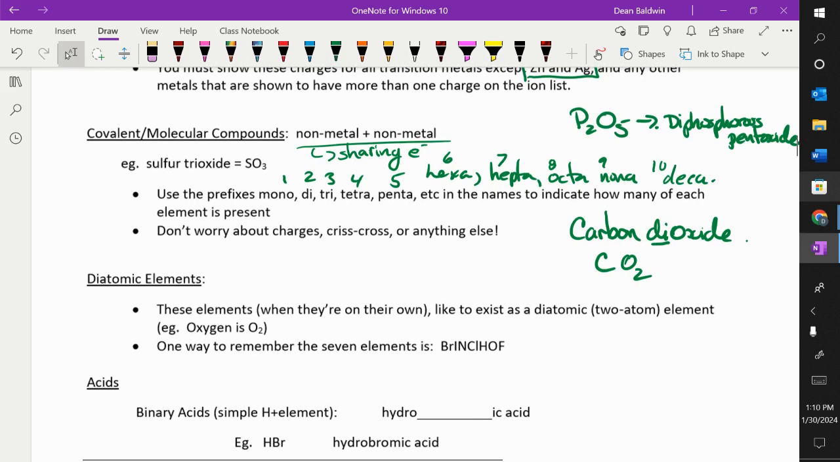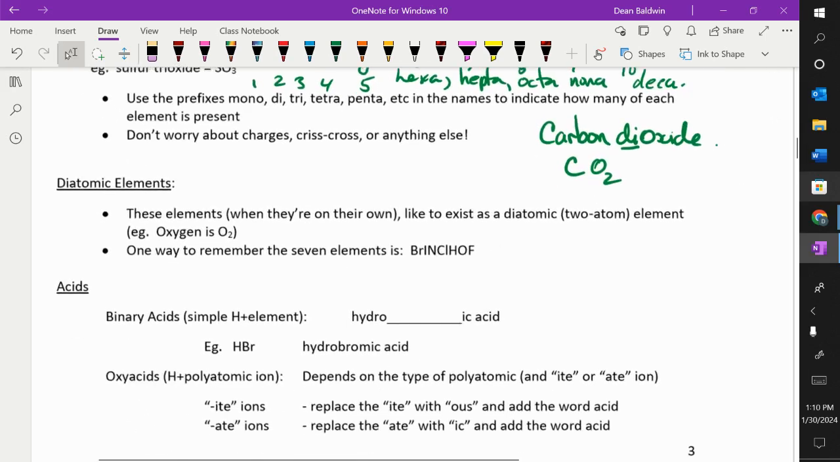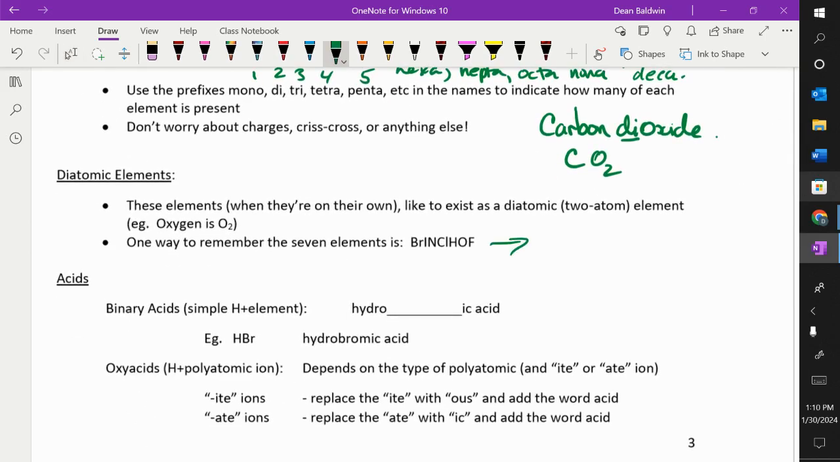And then diatomic molecules. That's Brinkelhoff. Remember Brinkelhoff? So they always occur as a diatomic. So bromine is always Br2, iodine is always I2, nitrogen is N2, chlorine is Cl2, hydrogen is H2, O2, F2. Brinkelhoff. So if I say oxygen gas reacts, don't just put 1 oxygen. It's O2.